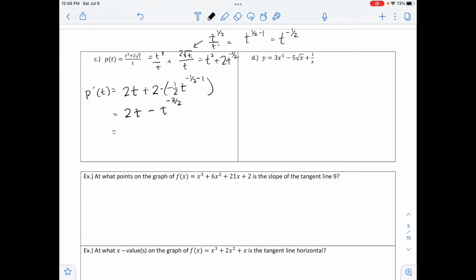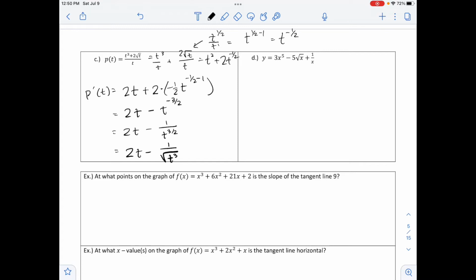Since this is negative, it will move to the denominator. So we have 1 over t to the 3 over 2. So this is going to be 2t minus 1 over, and then to rewrite t to the 3/2, this is going to be the square root of t to the third power. And so that would be our derivative function.